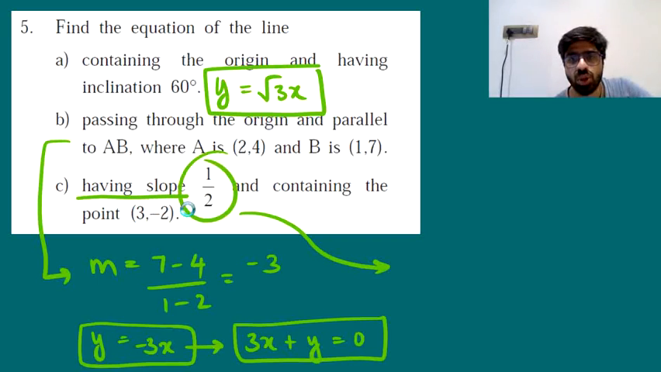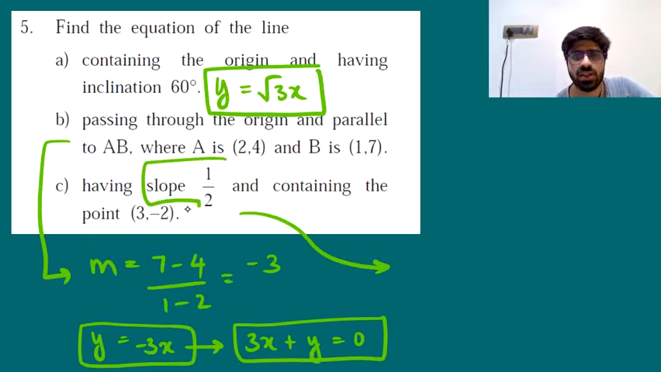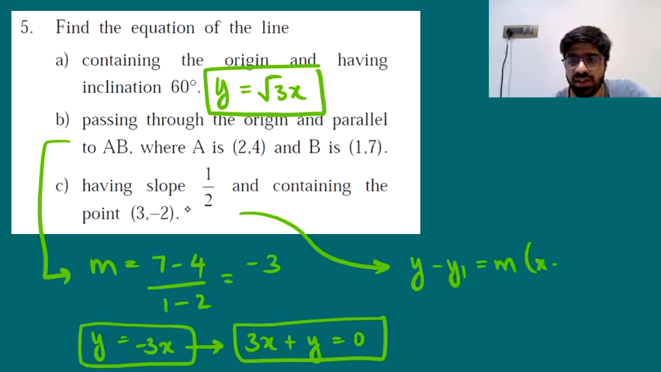The line is having a slope of half and containing the point 3, minus 2. We have the slope of the line and we know a point through which the line passes. We know a point, we know the slope. So we will write the equation of line by using the slope point form, which was y minus y1 equals m into x minus x1. x1 and y1 are the coordinates of the point through which the line passes.